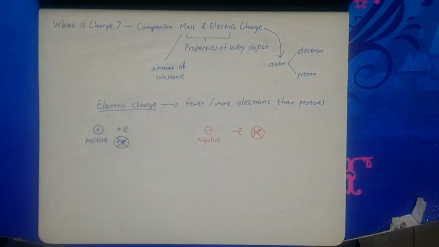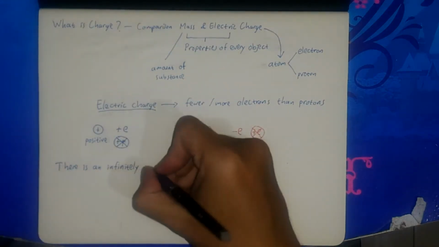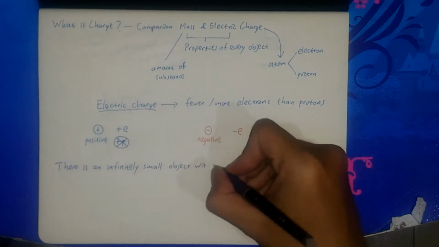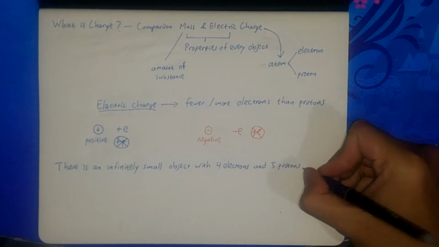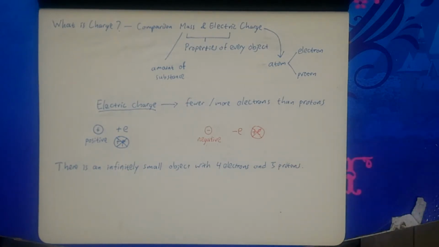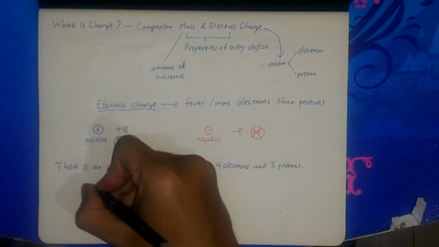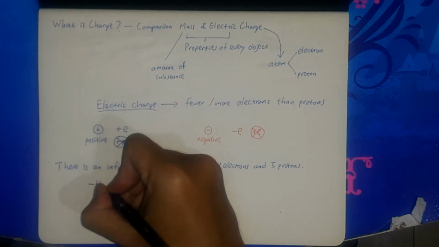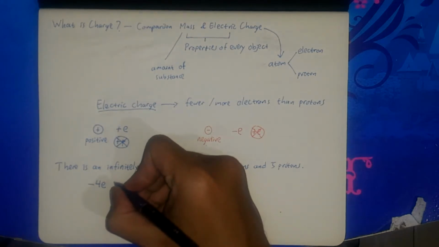So let's try to do a problem. There is an infinitely small object with 4 electrons and 5 protons. The question is, what is the charge of this object? To answer, this object has 4 electrons, so I will write it as negative 4e. Then there are 5 protons. Instead of writing it as positive 5p, I will write it as positive 5e.